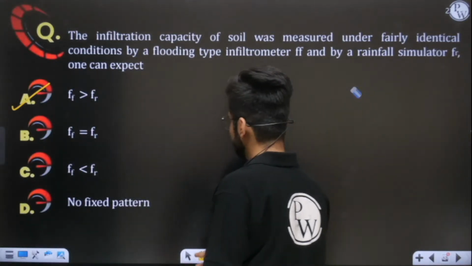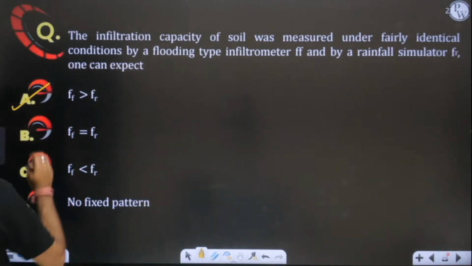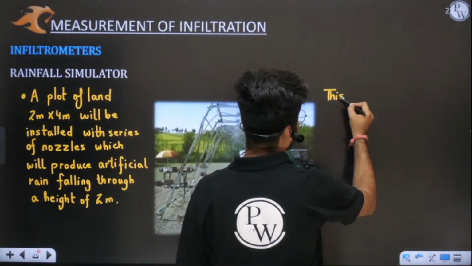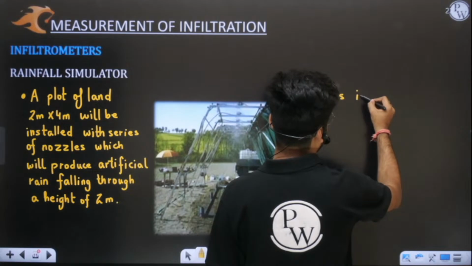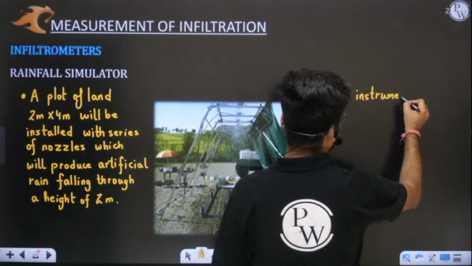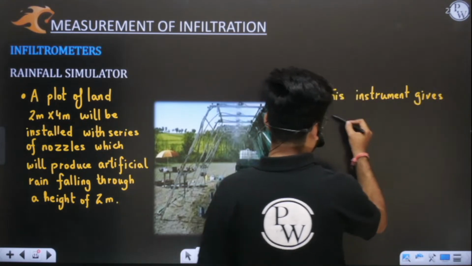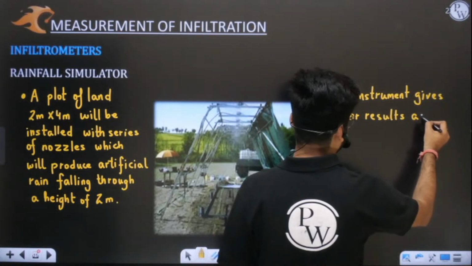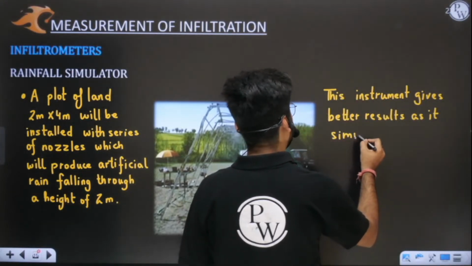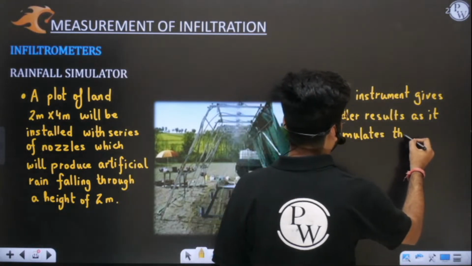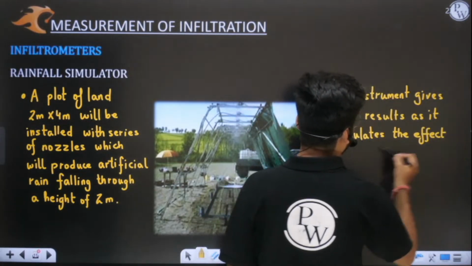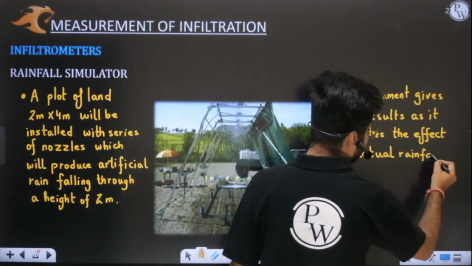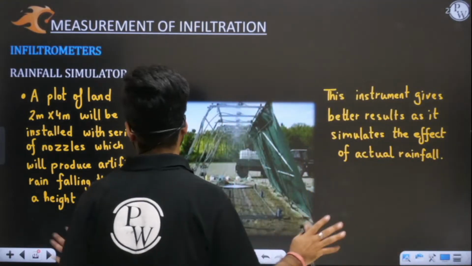Okay, now we'll move ahead. For infiltration capacity, option A is correct. Let me write one point here. This instrument gives better results as it simulates the effect of actual rainfall. Perfect. This is clear, and I have covered the meters.